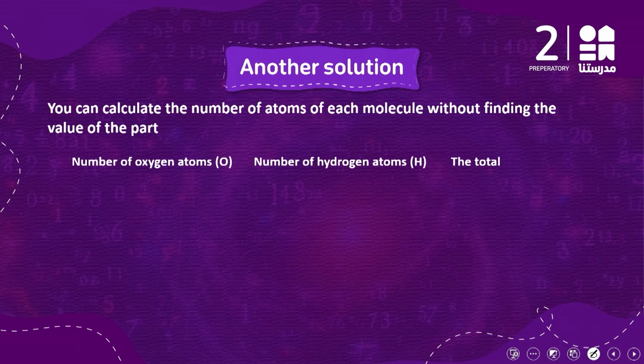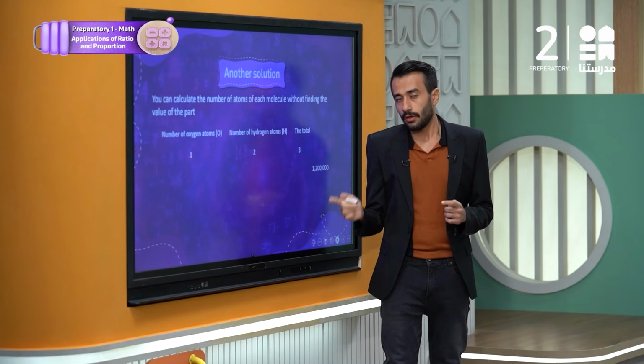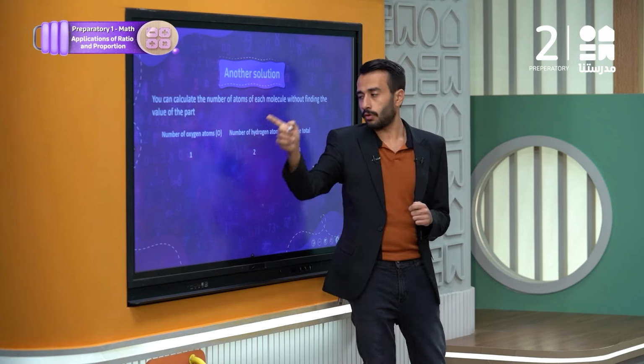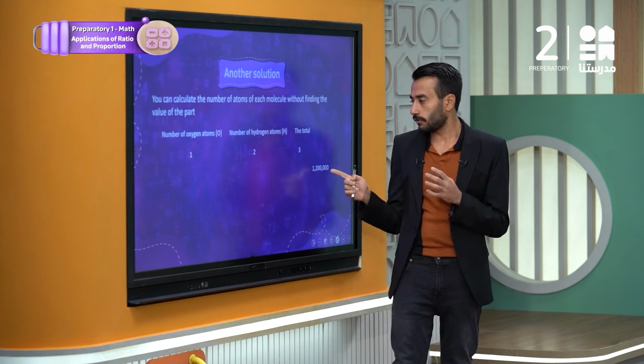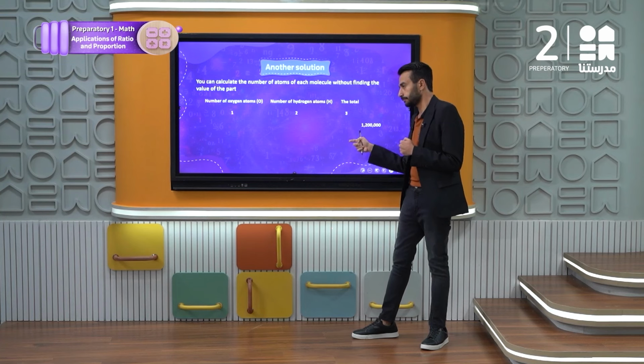Here we have this map. Number of hydrogen or oxygen at the beginning. We can start with any one. Oxygen, hydrogen, and total. As we said, we have 1 oxygen with 2 hydrogen, and then we have a total of 3 for each molecule. If we have 1,200,000 total, this amount is not for oxygen only or hydrogen only. This is the total amount of molecules. So it must be here with the total.